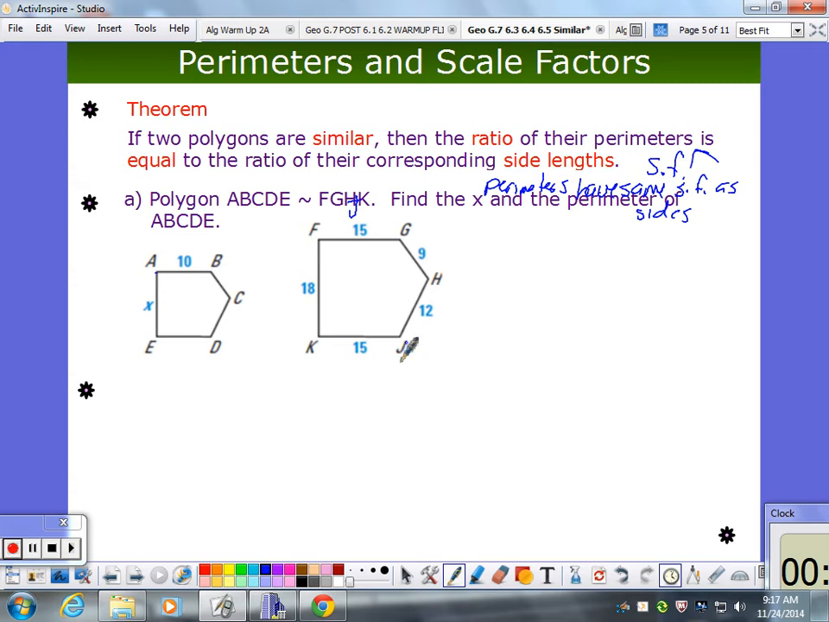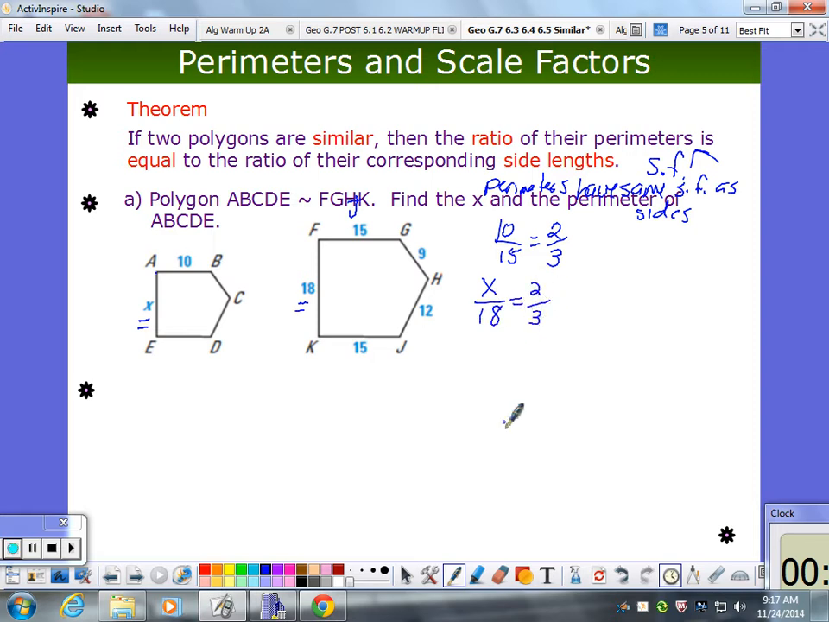So I don't have to worry about who goes with what, because 10 to 15 will be a corresponding side. And so I can reduce that and divide by 5. So it looks like the scale factor from the small figure to the big figure is 2 to 3. And they're telling me they're similar, so I'm allowed to assume that's going to be the scale factor for all of them. So if I want to find X, here's his corresponding side. So X to 18 also has to have that scale factor of 2 to 3.